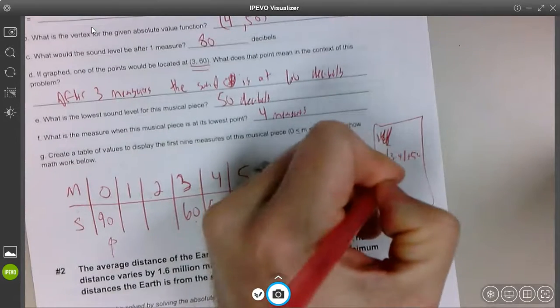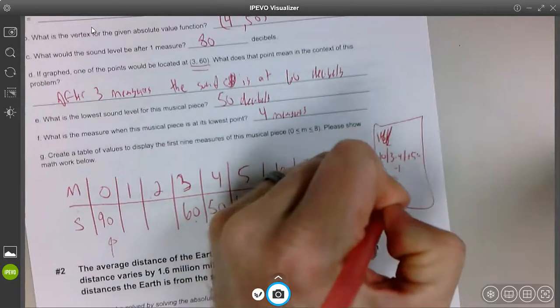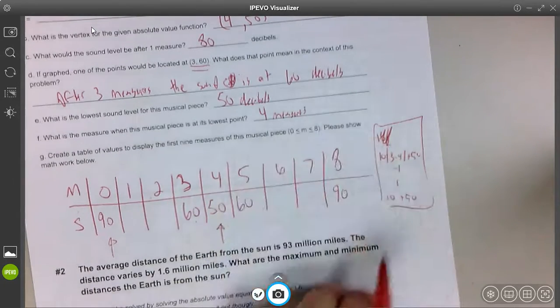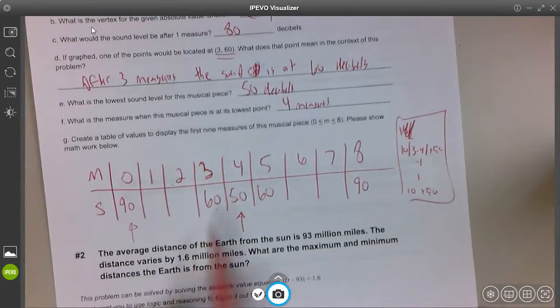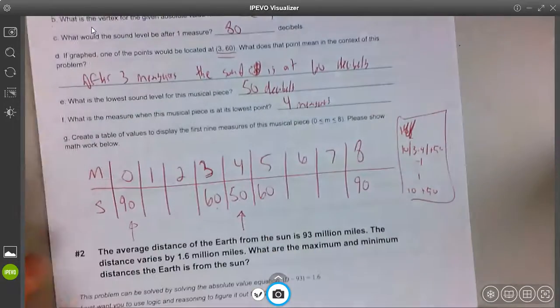Then it's a negative 1. The absolute value of negative 1, 1 times 10, 10 plus 50. Yeah, 10 plus 50 is 60. And that's what we're getting at. So you need to show me some math on some of these.